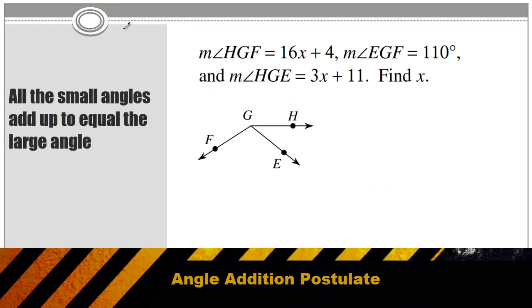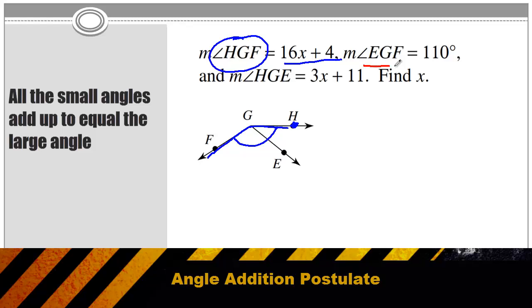There's also something known as the angle addition postulate, which sounds complicated but really means the small angles add up to equal the big angle. The hardest part here is keeping track of which angle we're actually talking about. And to do that, I'm just going to trace the letters they give us in order. So they tell us that HGF is equal to 16x plus 4. So I start at H, I go to G, and then I go to F. So that is the big angle in the drawing.